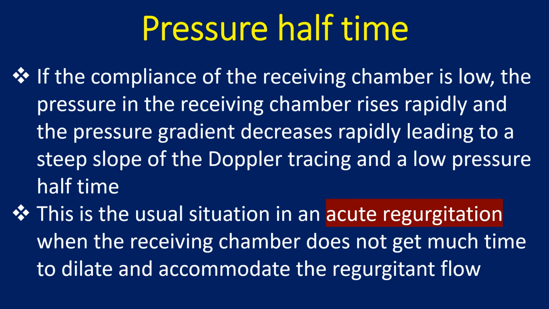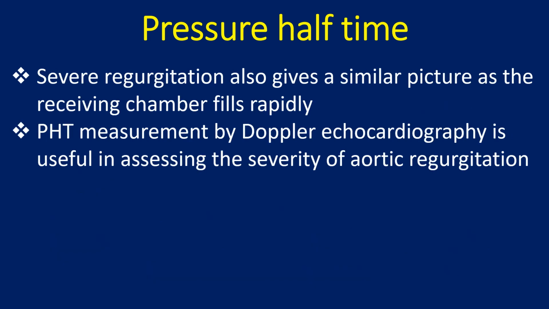This is the usual situation in an acute aortic regurgitation when the receiving chamber does not get much time to dilate and accommodate the regurgitant flow. Severe regurgitation also gives a similar picture as the receiving chamber fills rapidly. PHT measurement by Doppler echocardiography is useful in assessing the severity of aortic regurgitation.